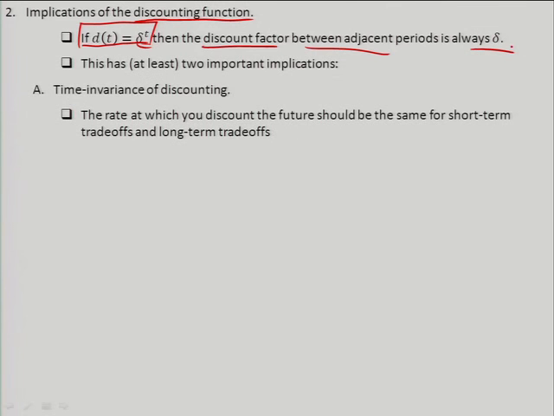The first one is what I'm calling time invariance of discounting, which basically means that if I wanted to compute what your delta is based on observations of the trade-offs that you're willing to make between current outcomes and future outcomes, the delta that I come up with should not depend upon how far in the future the delayed outcomes are. Okay?